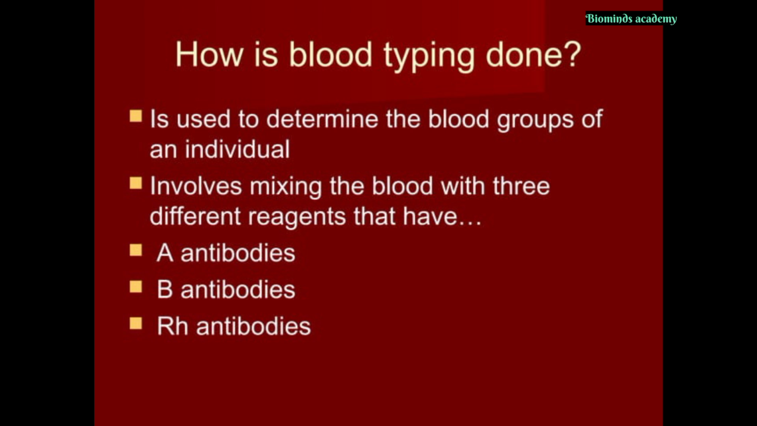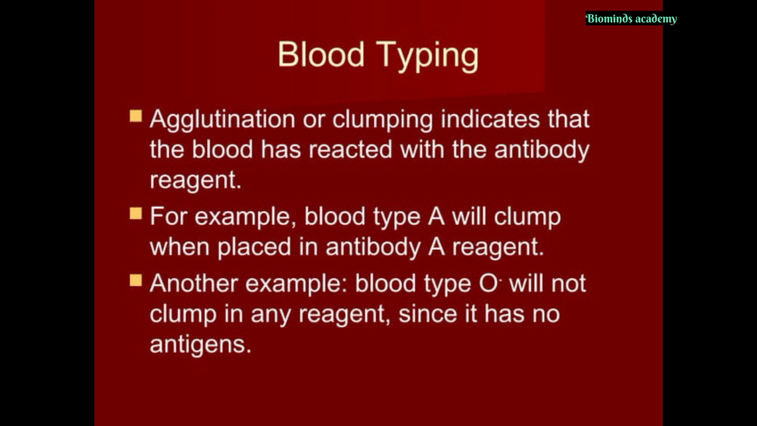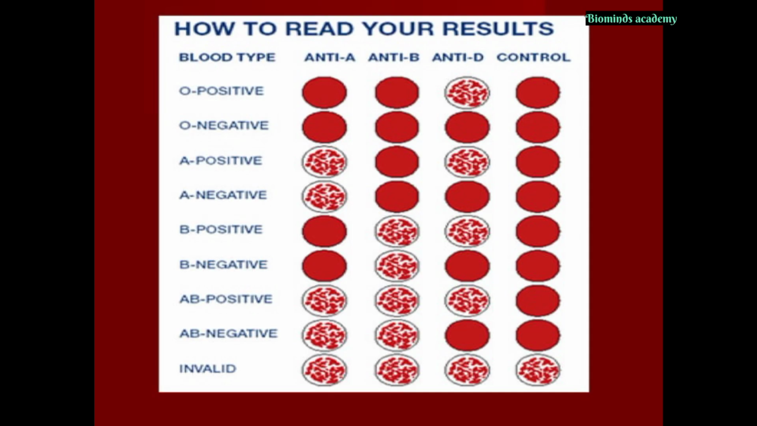You may be curious about how blood typing is done, which is used to determine the blood group of an individual. It involves mixing the blood with three different reagents that have A antibodies, B antibodies and RH antibodies. In blood typing, the main point is agglutination, or clumping, which indicates that the blood has reacted with the antibody reagent. For example, blood type A will clump when placed in antibody A reagent. Another example, blood type O will not clump in any reagent since it has no antigens.